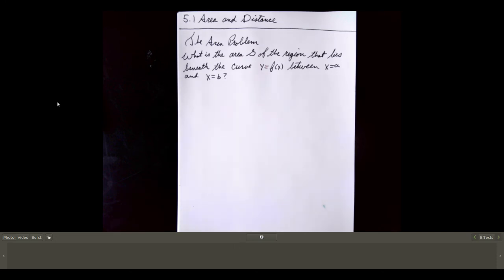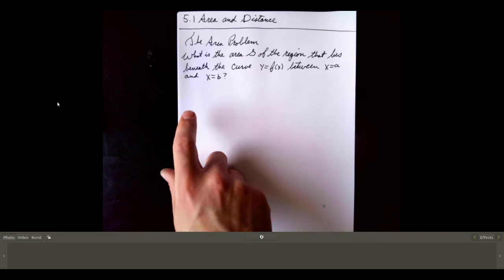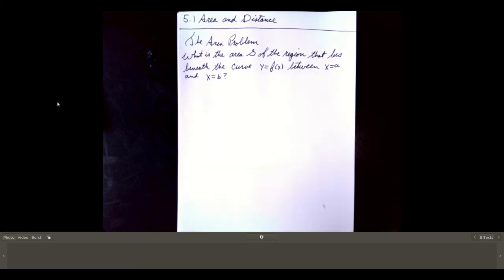So now we have a new problem in mind. Our new problem is this. What is the area S of the region that lies beneath the curve y is equal to f of x between x is equal to a and x is equal to b?